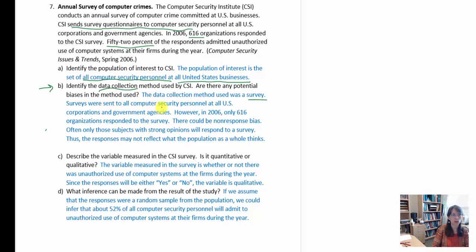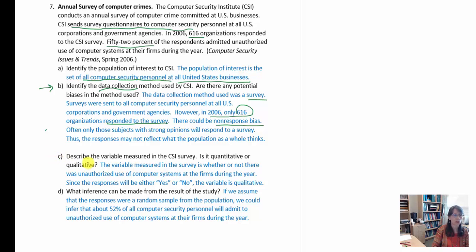Surveys were sent to all computer security personnel at all U.S. corporations and government agencies. However, in 2006, only 616 organizations responded to the survey. So that isn't everybody responding. So there is some type of bias here, and it's what we would call non-response bias, because not everybody who received the survey actually responded.